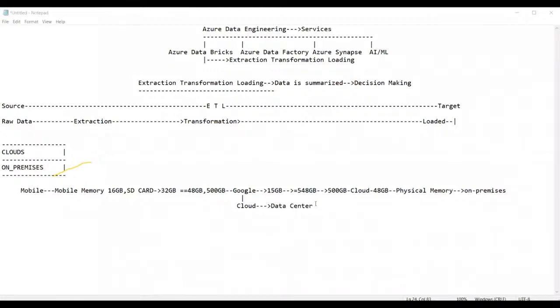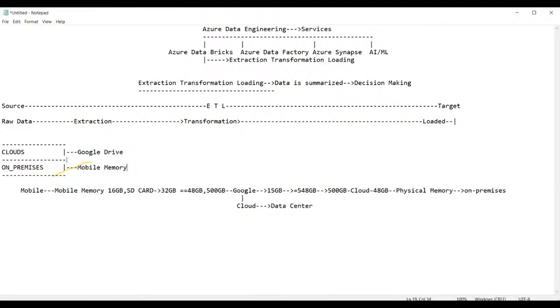Thank you. So now, guys, in the same way, here you have cloud and on-premises. Cloud is nothing but storing the data onto Google Drive, which is a cloud environment. And on-premises is nothing but storing the data in your mobile phone's physical memory. Mobile phone memory is called what? On-premises. Am I right, guys?